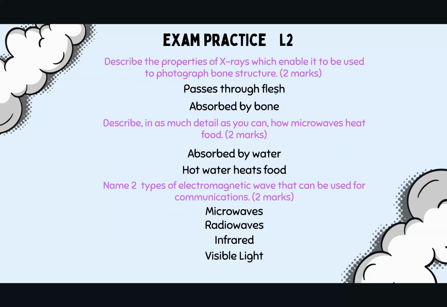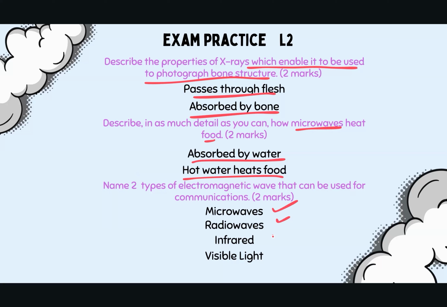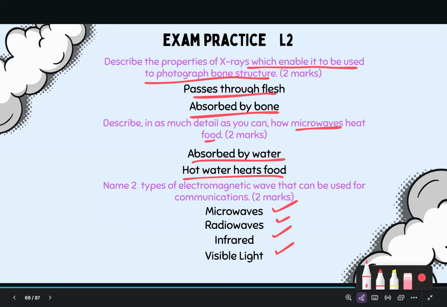Okay, describe the properties of X-rays which enable it to be used to photograph bone structure. So X-rays pass through the flesh, in other words, the skin, etc., but they're absorbed by the bone. Okay, in as much detail, explain how microwaves heat up food. So they're absorbed by the water, and then the hot water heats up the food. Name two types of electromagnetic waves that can be used for communication. So we've got microwaves, radio waves, infrared, visible light.